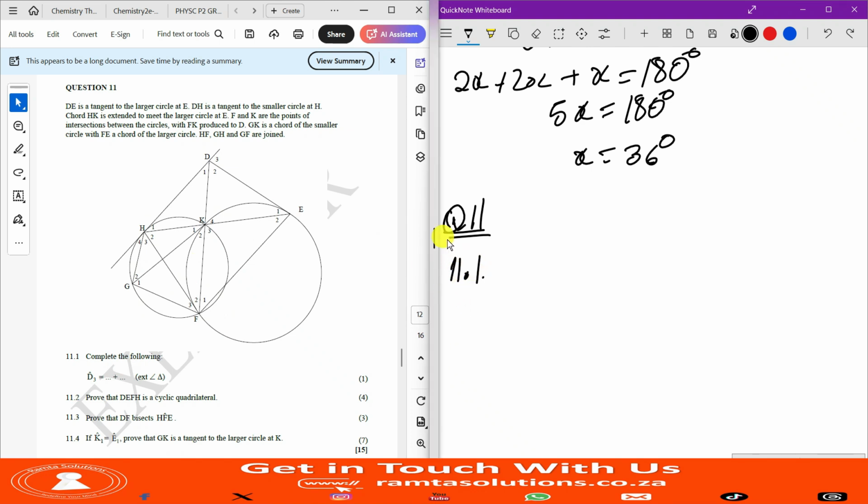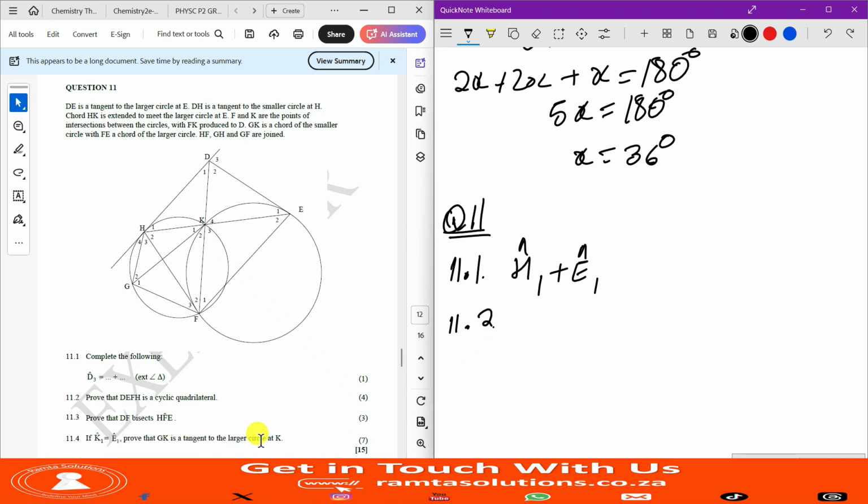11.1 is saying to us, complete the following. Angle D3, where is it? It's this one here. It is equal to whatever plus whatever, reason being exterior angle of a triangle. If it's here, it must be this one and this one. So it will be angle D3 is equal to angle H1 plus angle E1. And that's all they want. Remember, we must be done with this in 15 minutes.